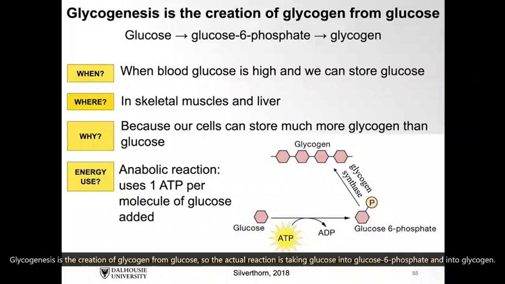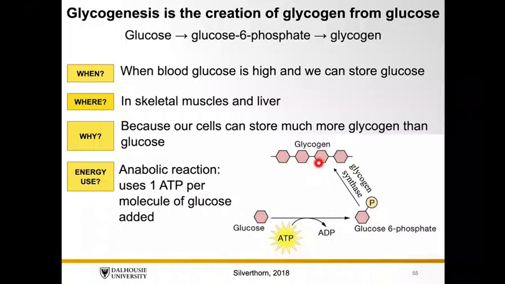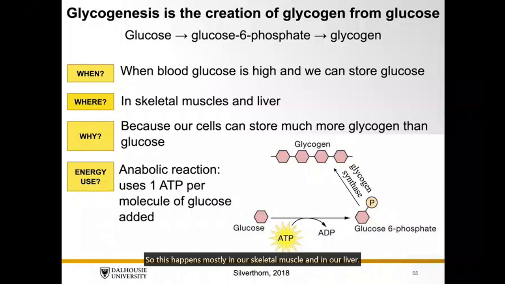Glycogenesis is the creation of glycogen from glucose. So the actual reaction is taking glucose into glucose 6-phosphate and into glycogen. And you can see that in the cartoon here, where you have glucose conversion to glucose 6-phosphate. And we see here that we're using ATP. And then glucose 6-phosphate is integrated into glycogen via the enzyme glycogen synthase. So this happens mostly in our skeletal muscle and in our liver.